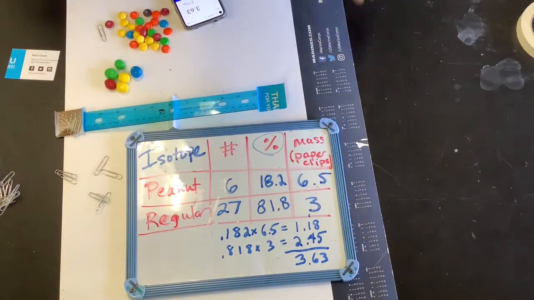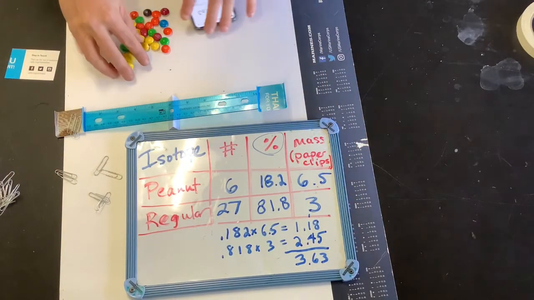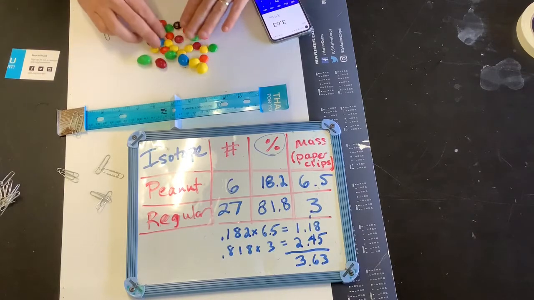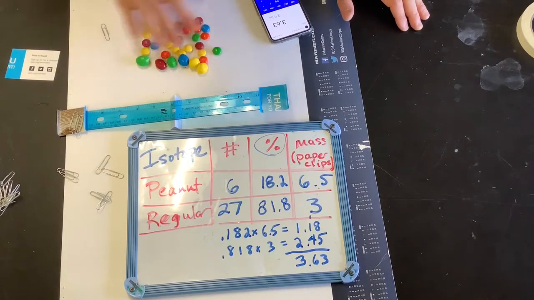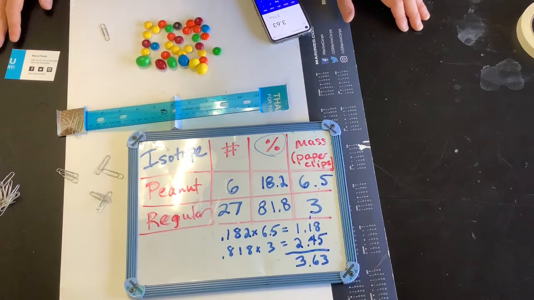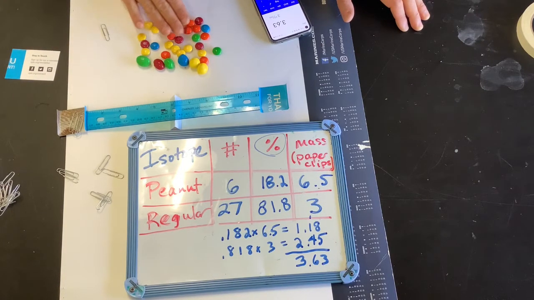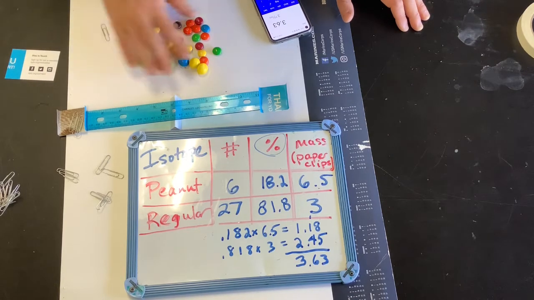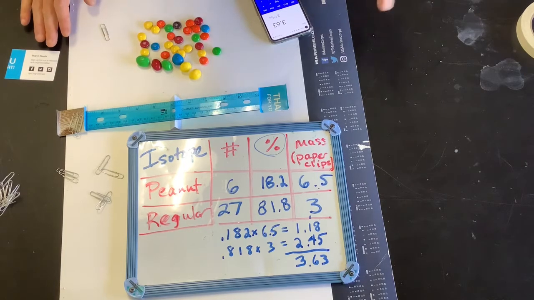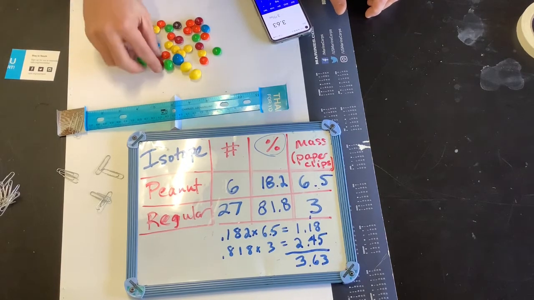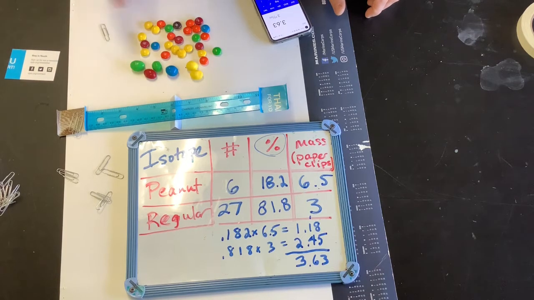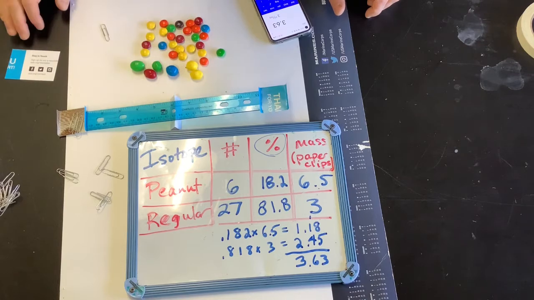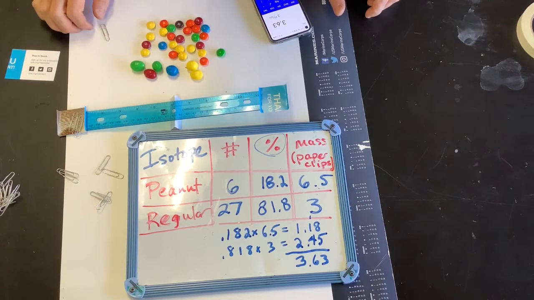So 3.63 paper clips would be the average mass of an individual particle on here. We had 33 M&Ms. Some were heavy, some were light. Some weighed 6.5 paper clips, others weighed just 3. But the average of all of them comes out to about 3.6 paper clips. And that's because there are some heavy isotopes that skew the average atomic mass, but there's a lot of the regular M&Ms that keep the average close to 3.